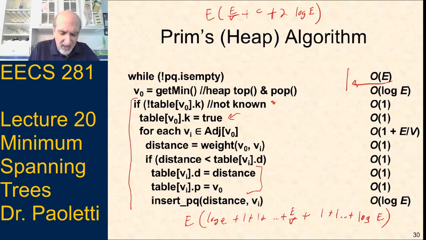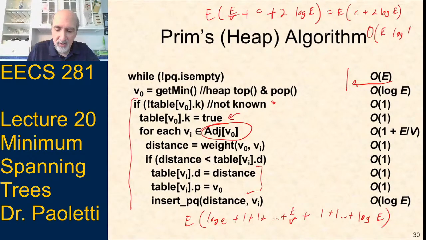Now wait a minute, we said adjacency list here, right? If this is an adjacency list, it better have been a sparse graph, right? We said that yesterday. So if it's a sparse graph, what is E divided by V? E is proportional to V. E divided by V should be a constant. So this is equal to E with a bunch of constants plus 2 log E, which gives me O of E log E. So that's our complexity with a priority queue, assuming it really is a sparse graph.